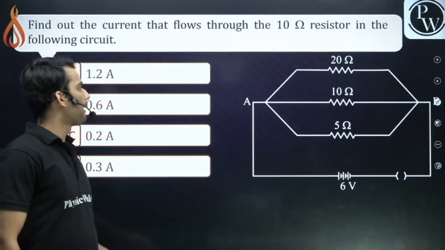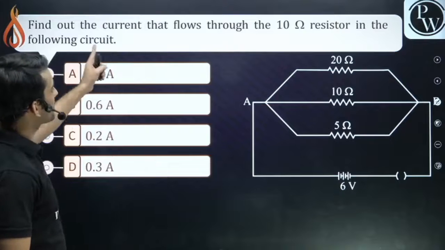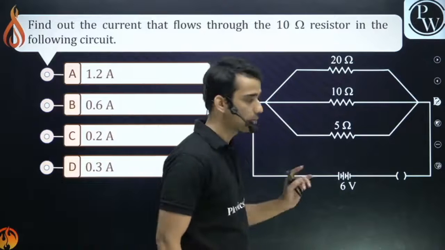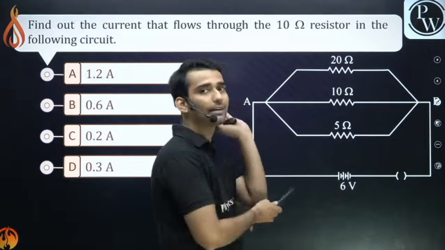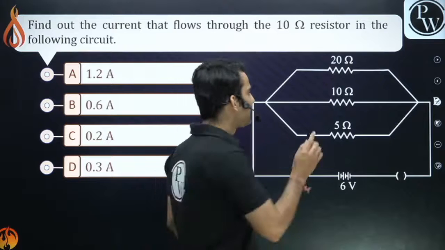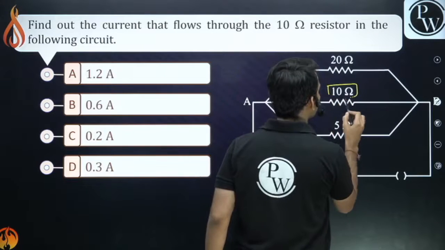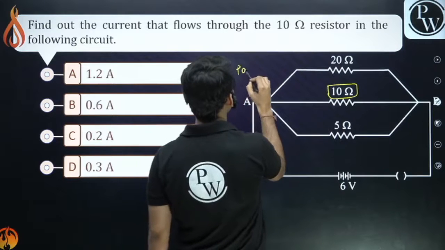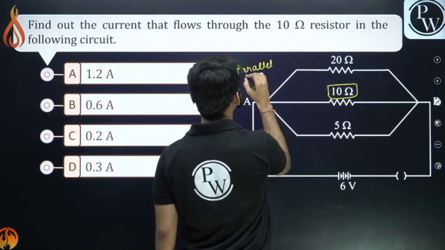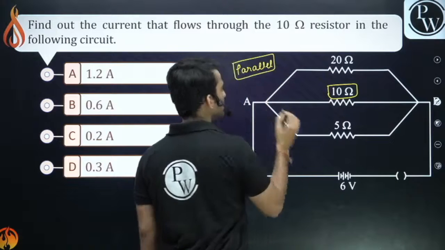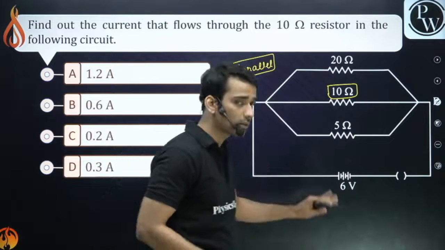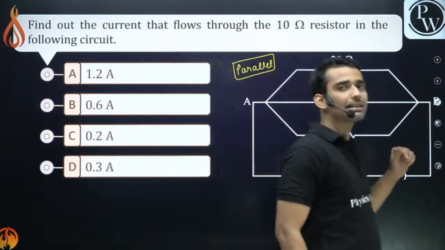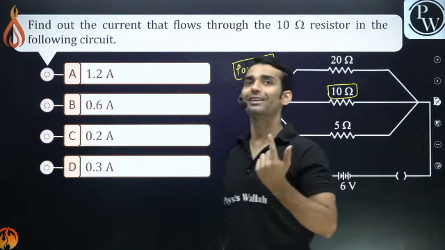Okay. Another good question. Find out the current flowing through the 10 ohm resistor. What is the amount of current flowing through the 10 ohm resistor? Guys, you don't have to find the effective resistance here. Why? See, what is the voltage across the 10 ohm resistor? Isn't it 6 volt? Guys, the resistances are connected in parallel. I had told you in a parallel combination, the voltage across all the elements is the same.